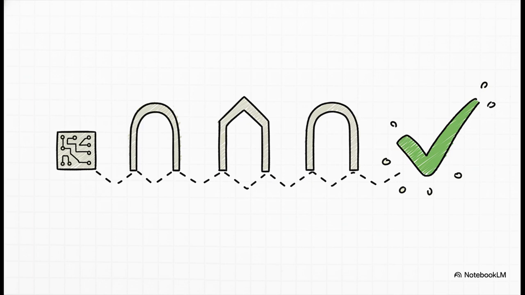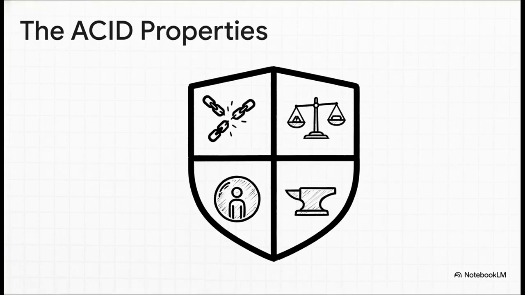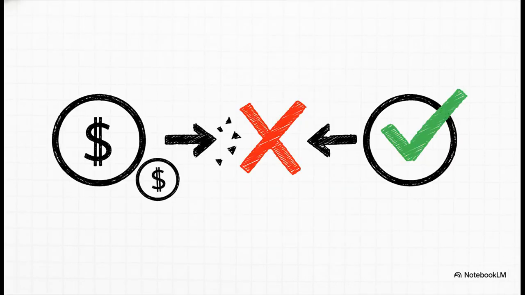It's basically a set of 4 guarantees that every single database transaction has to pass to make sure the data stays correct and reliable no matter what happens. These 4 letters, ACID, stand for atomicity, consistency, isolation, and durability. Let's break down what each of these sacred vows actually means, shall we? First up is atomicity. This is the all-or-nothing rule.